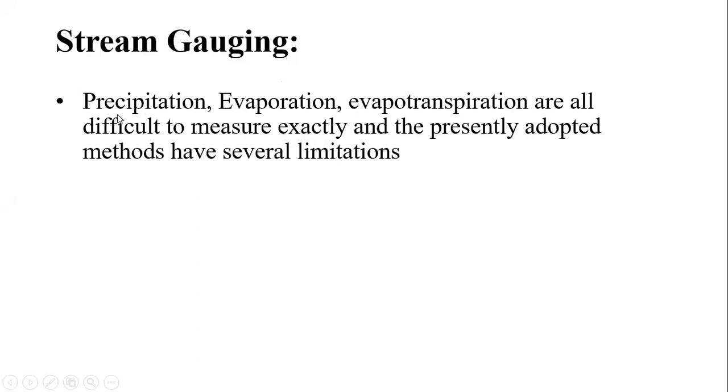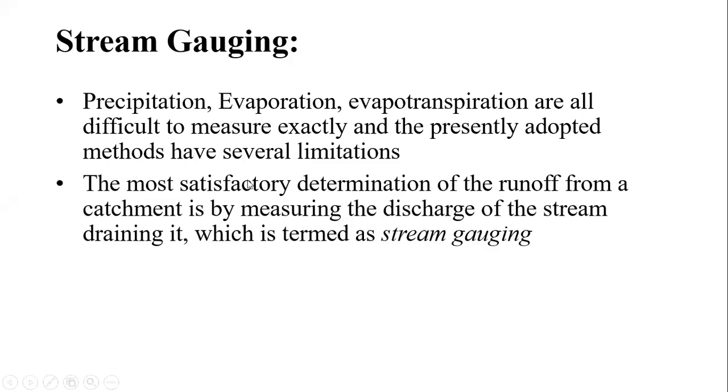So precipitation, evaporation and evapotranspiration are all difficult to measure at their exact magnitude. And the presently adopted methods have limitations. Some of the methods have some limitations and some of the methods have several limitations. So measurement of those parameters is somewhat difficult, we can say. And the most satisfactory determination of the runoff from the catchment is by measuring the discharge of the stream draining it, which is termed stream gauging.